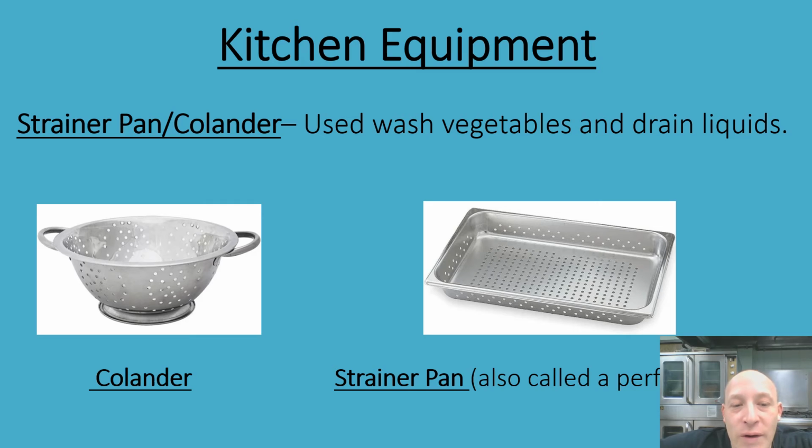These are called strainer pans and colanders. We could wash vegetables in them or drain liquids from things, like when we're draining pasta or for washing vegetables. The colander is normally round and looks like a bowl. A strainer pan is flat, like the hotel pans. We would use these in a restaurant.